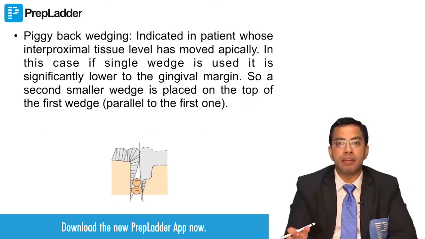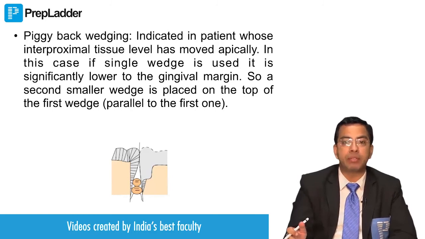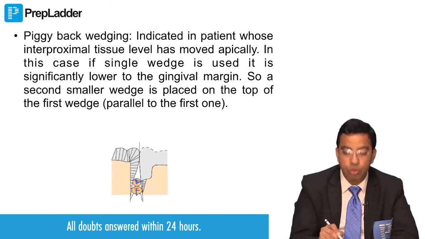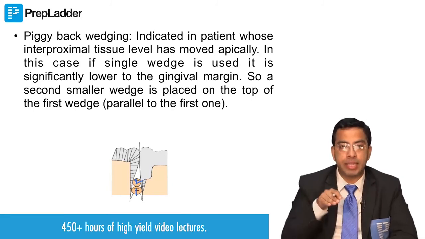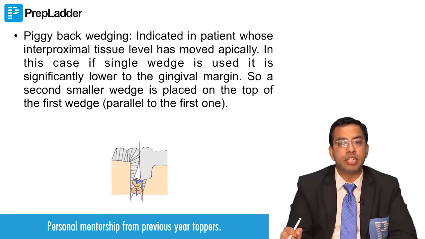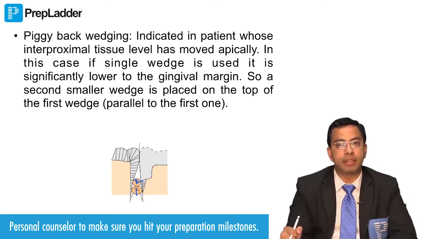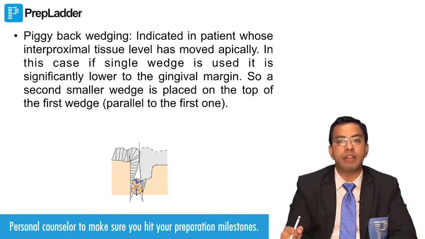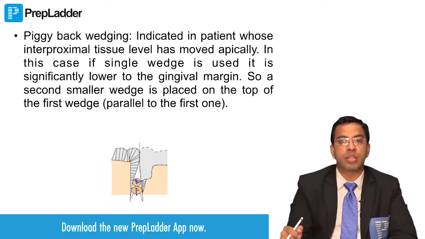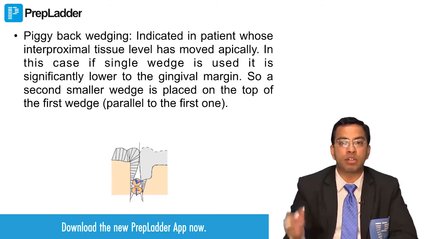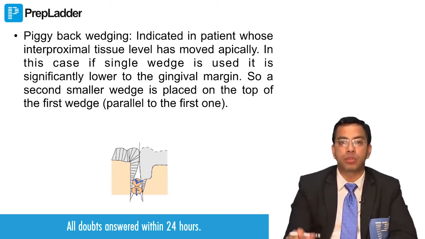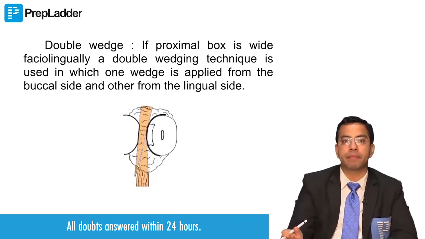Then you have piggyback wedging. Piggyback wedging means placing a second wedge above the first wedge in the same direction. It is indicated in patients whose interproximal tissue has moved apically. In this case, a single wedge is used, but it is significantly lower than the gingival margin, so that a second smaller wedge can be placed on top of it and parallel to the first wedge. This is called piggyback wedging.